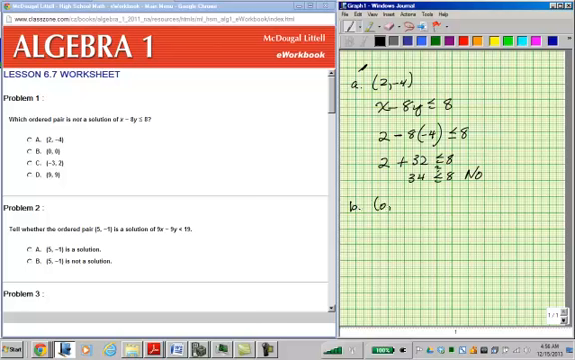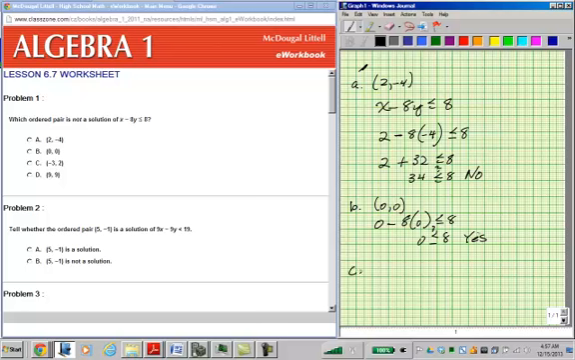0, 0. So we go 0 minus 8 times 0. Is that less than or equal to 8? Is 0 less than or equal to 8? Yes. So this is a solution. So B is all right.